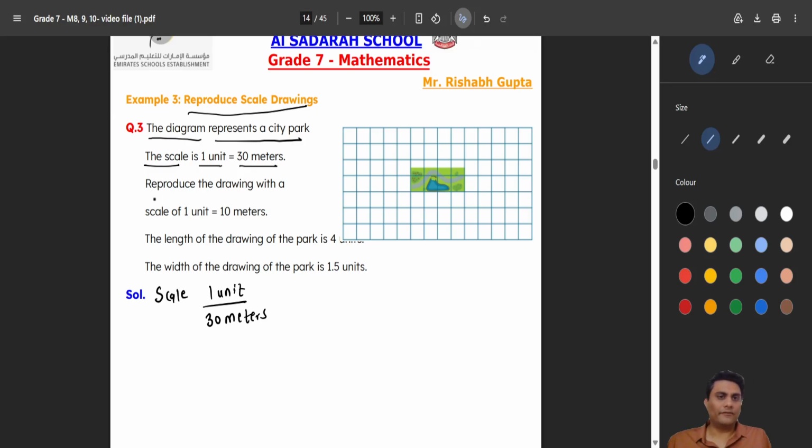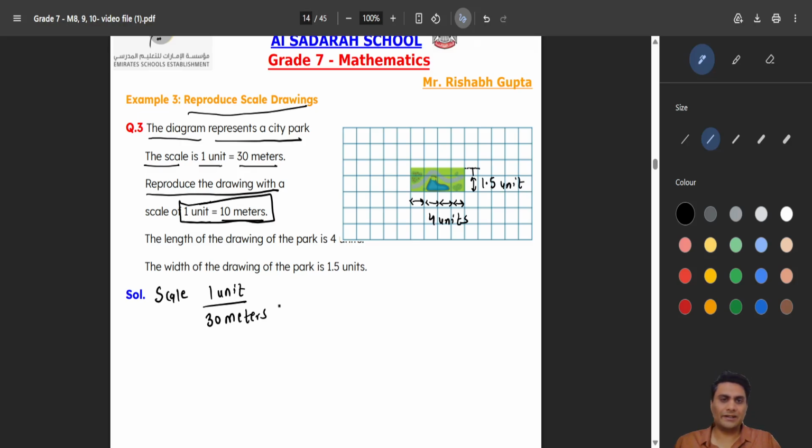Now we have to reproduce this drawing using a scale of 1 unit is equal to 10 meters. So we have to remake this drawing using a new scale. Okay, no problem, we will do that. But first of all, let us find the actual dimension of my park. Okay, now in this drawing, how many units are there in the length? 1, 2, 3, 4. So my park length is 4 units, correct? What is the width? 1, and this is only half, yes? So this is 1.5 units width.